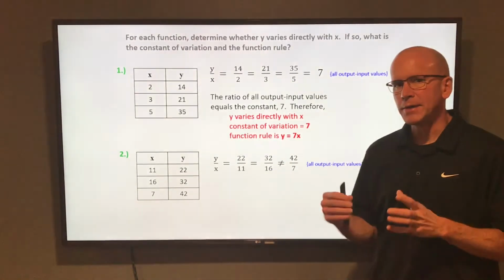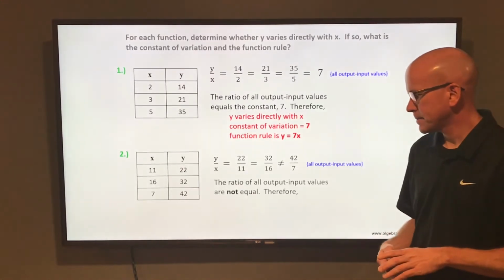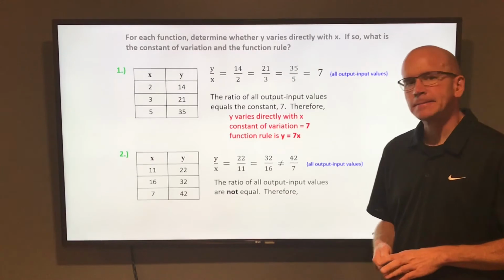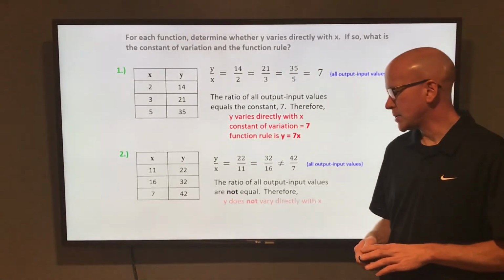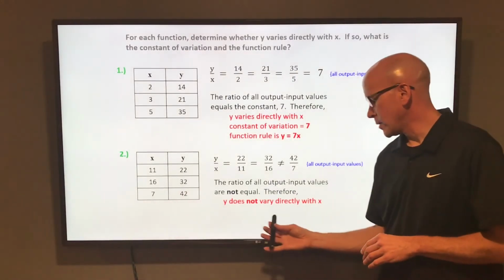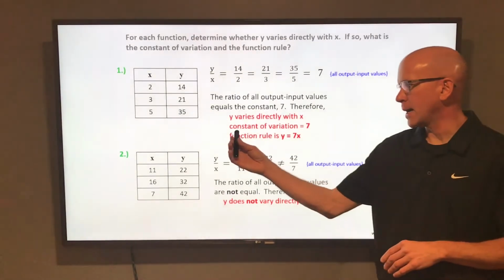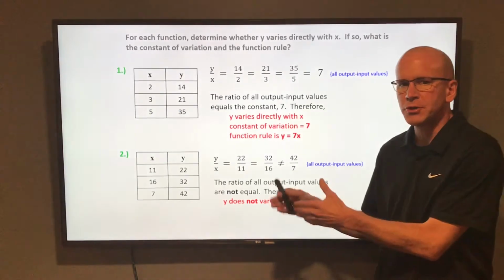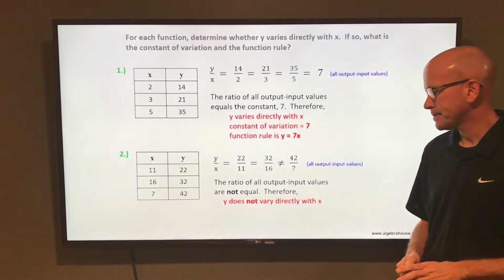That means y does not vary directly with x. So if you divide the outputs by the inputs, you're not going to get the same thing each time. So y does not vary directly with x. Therefore, there is no constant of variation, and there is no function rule for this particular one showing that y varies directly with x.